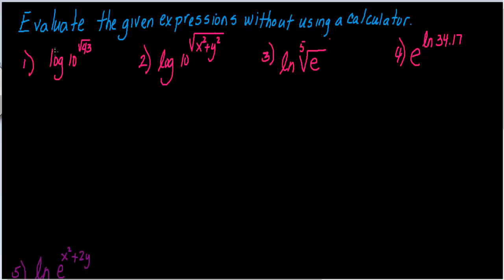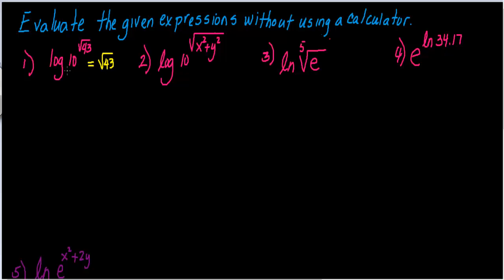Okay, in our last video we learned that whenever we have a log with the same base as my argument, then this will equal that exponent. That equals the square root of 43, and you're done. That's what it is. Now let's prove it.